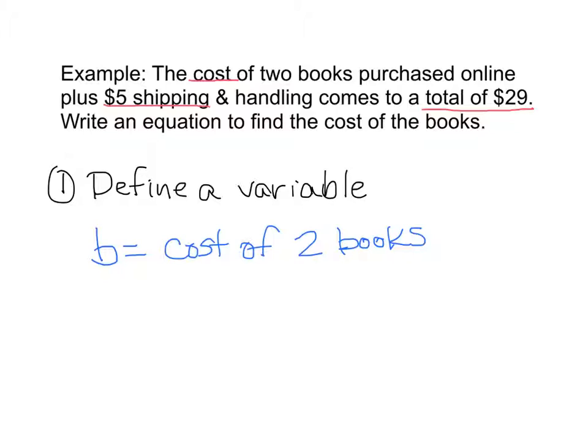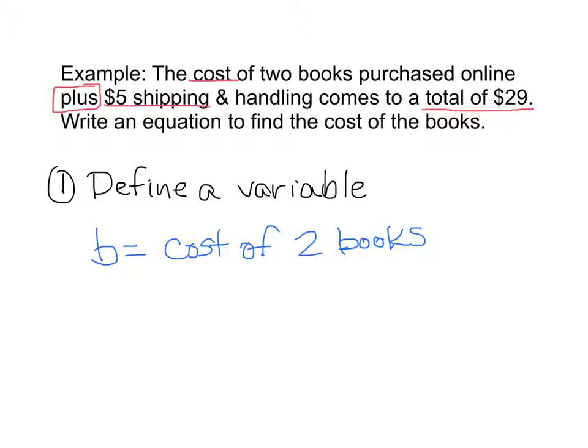Okay, next, we want to start to write our equation. Now, there's something in there that tells us an operator symbol. What word is it that tells us an operator symbol? Does that tell us add, subtract, multiply, or divide? Plus $5. This word right here, plus. That is an important word because it tells us an operator. So we know we're going to be adding something.